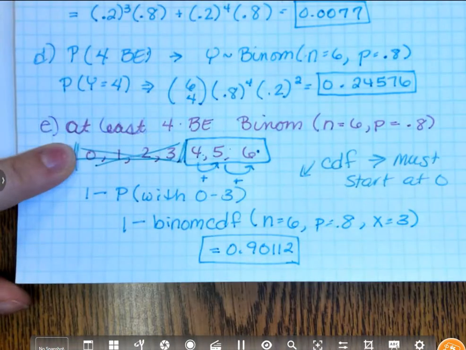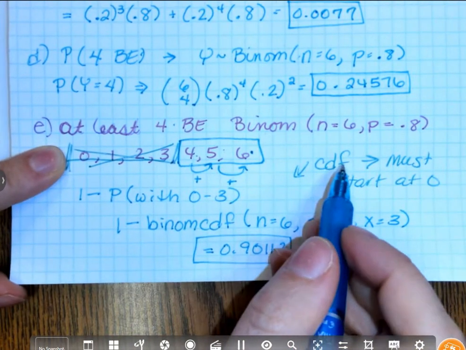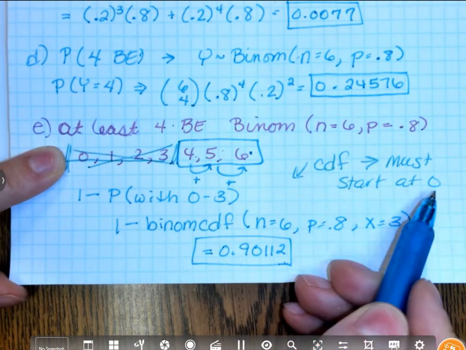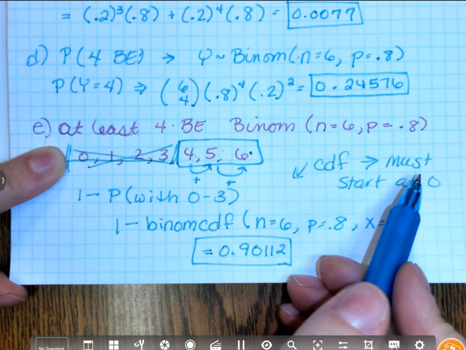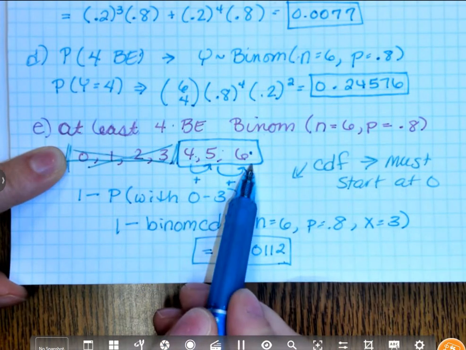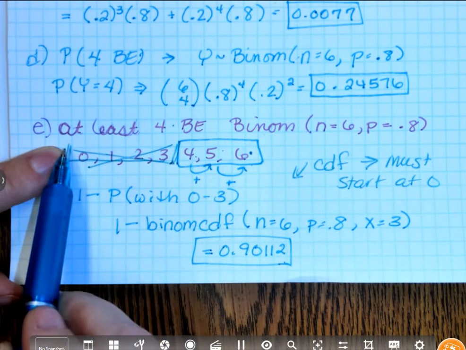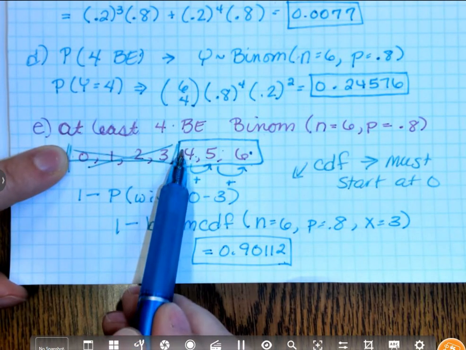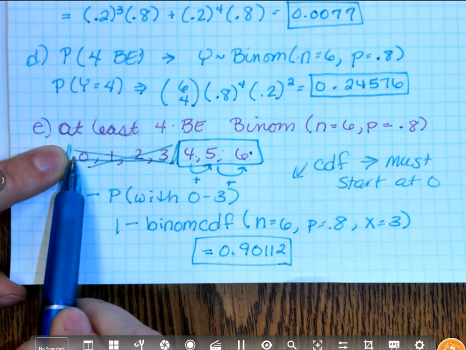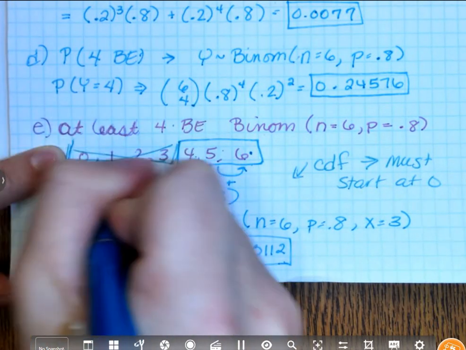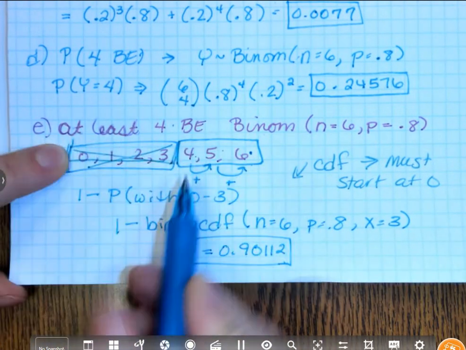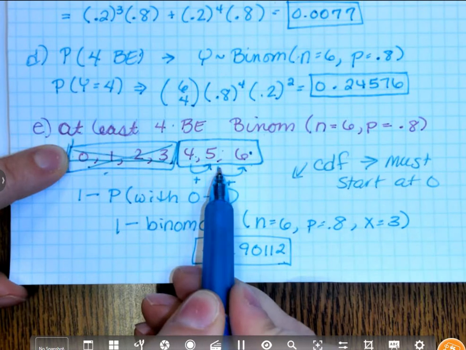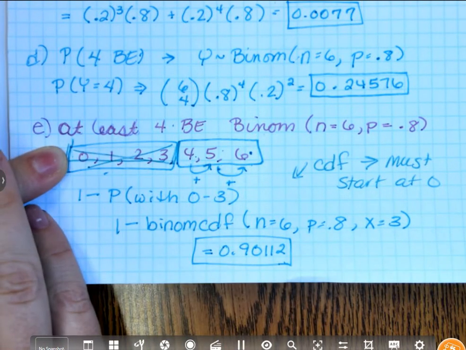X is 3 because whenever you're dealing with CDF, it must start at 0 because that's the way the calculator is always going to do it. So I can't do 4, 5, and 6. So instead, if I want to start from 0, I can use the go through 3, but subtract that out. So my calculator will find that for me. I'll subtract that from 1 to get what's left. All right?